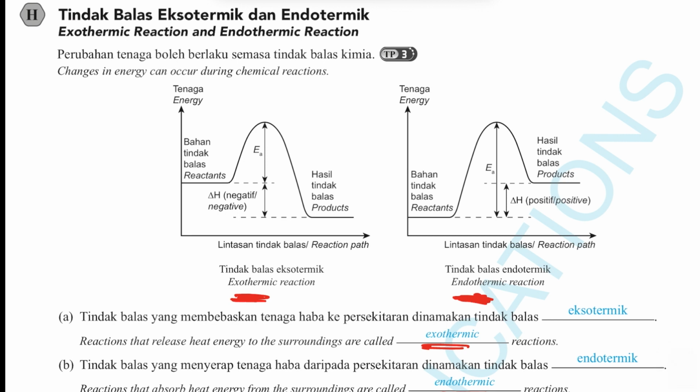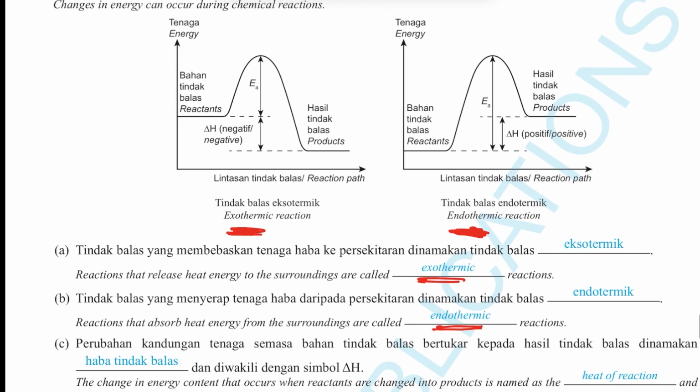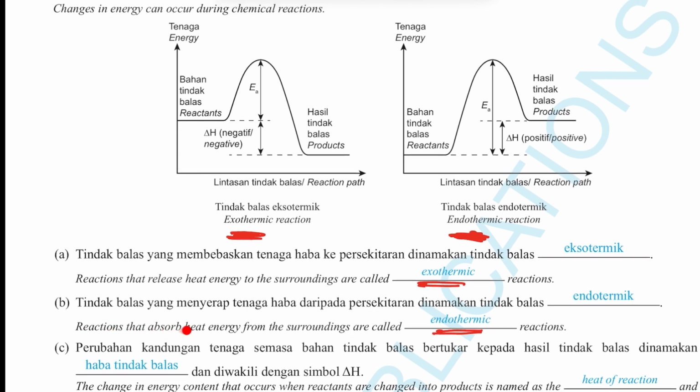Exothermic reaction and endothermic reaction. Changes in energy can occur during chemical reaction. Reactions that release heat energy to the surroundings are called exothermic reactions. Reactions that absorb heat energy from surroundings are called endothermic reactions. The change in energy content that occurs when reactants are changed into product is named as the heat of reaction and represented by the symbol delta H.